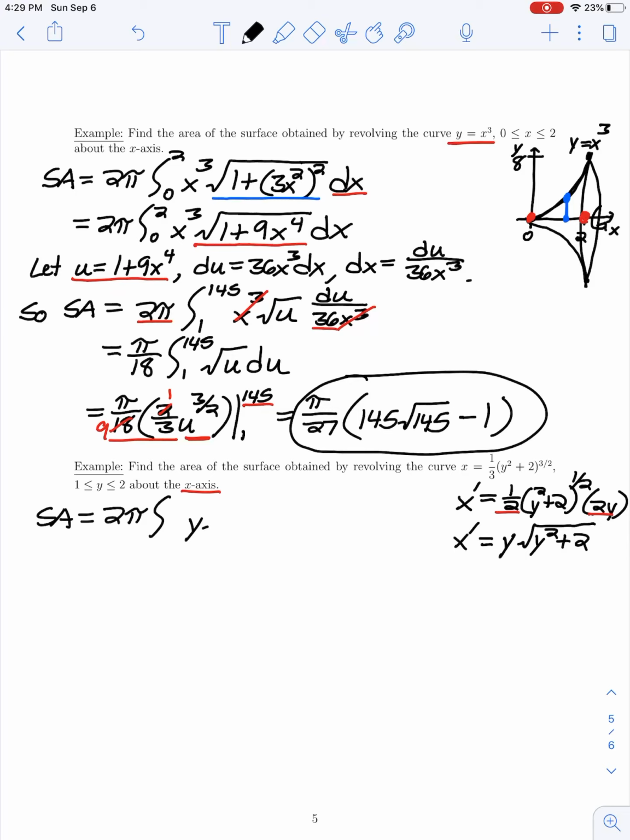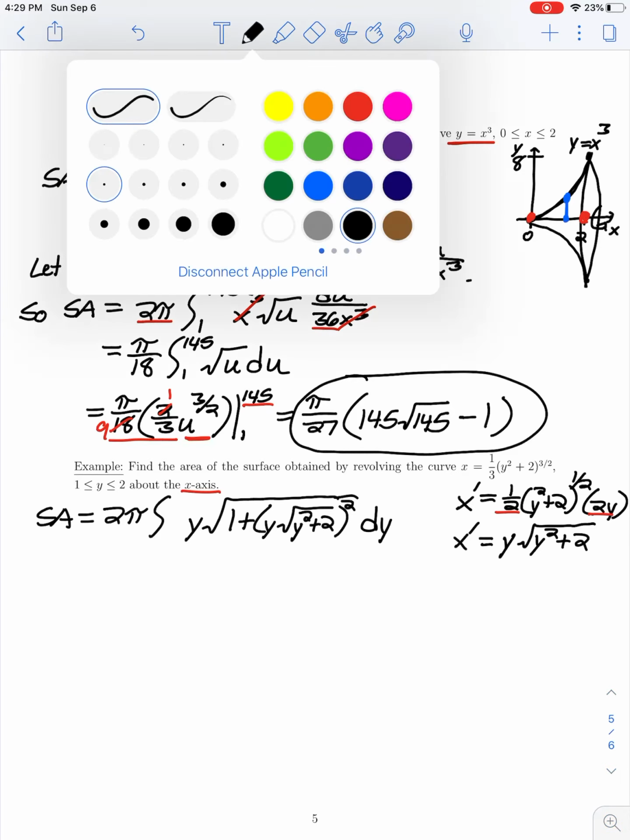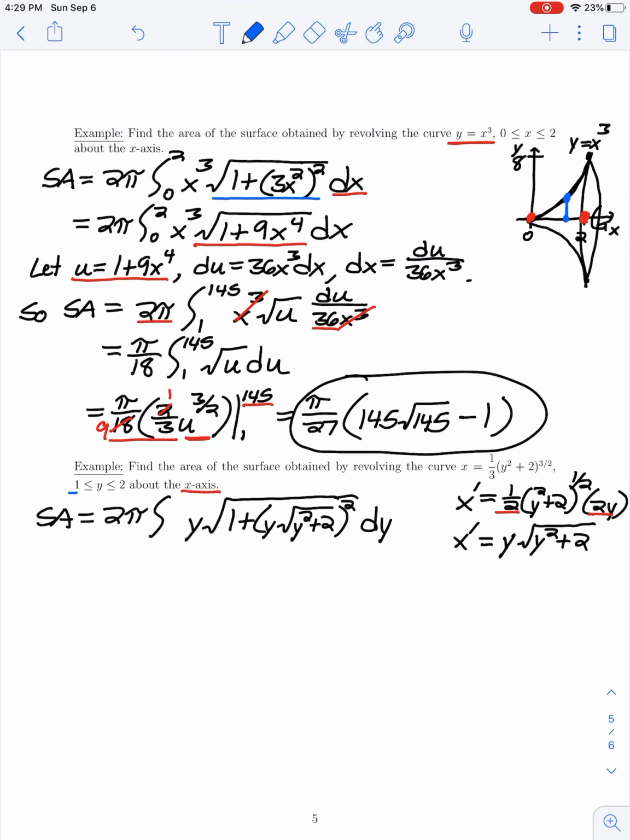So for the differential of arc length, we have the square root of 1 plus this derivative, which we just found, quantity squared, and we're integrating with respect to y. Now let's think about our limits of integration. We were told here that y was between 1 and 2. So we will integrate with respect to y on that y interval from 1 to 2.